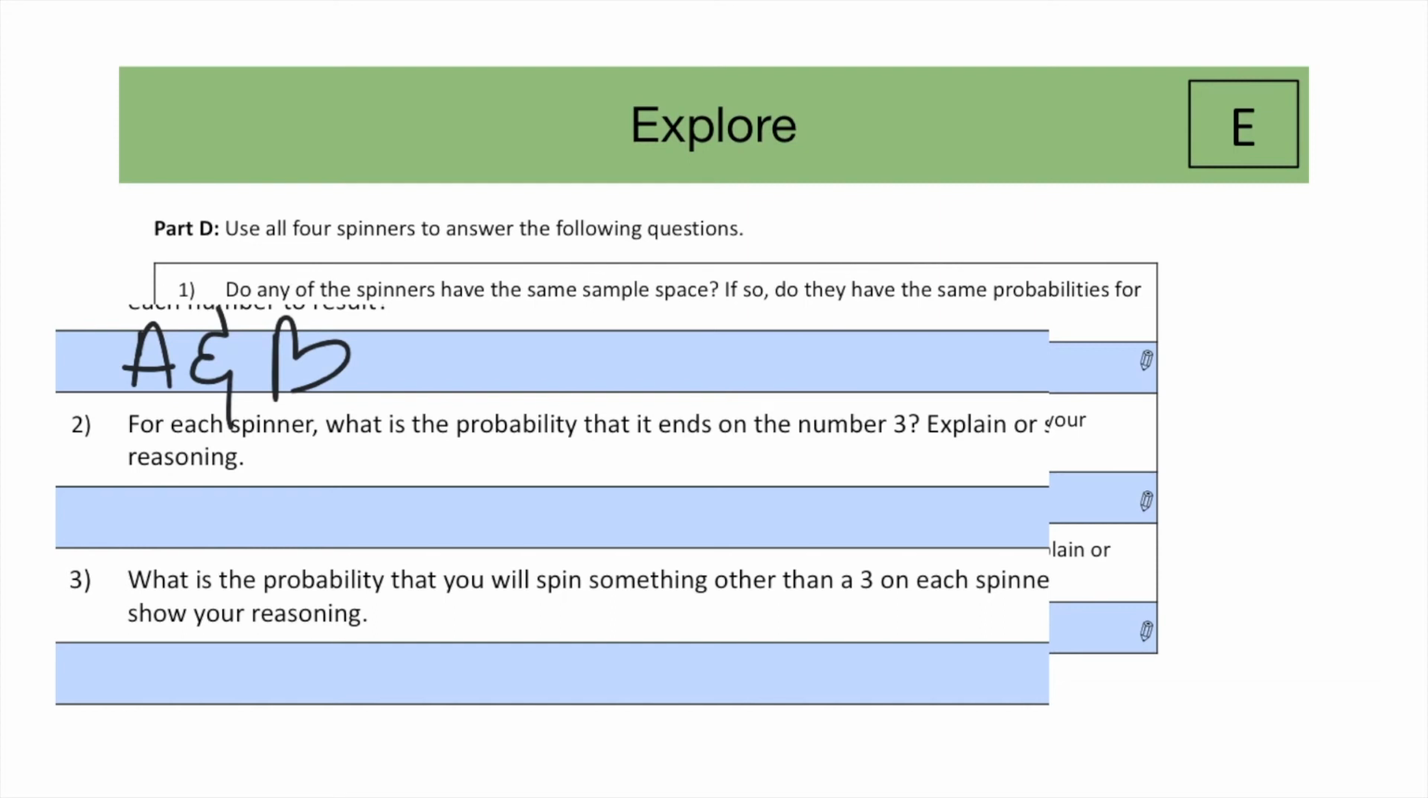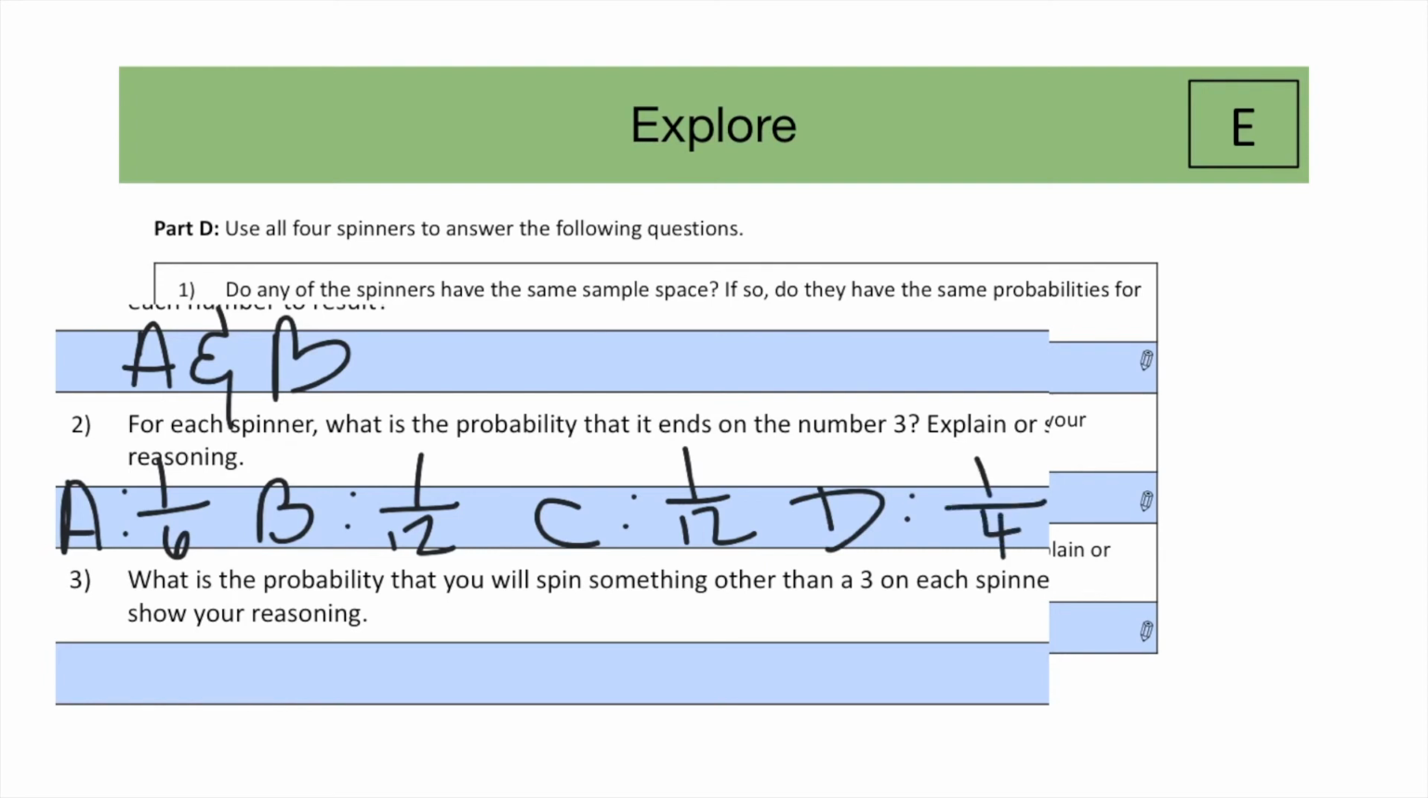For each spinner, what is the probability that it ends on the number 3? Explain or show your reasoning. So spinner A has a 1/6 chance, spinner B has a 1/12 chance, spinner C has a 1/12 chance, and spinner D has a 1/4 chance. The values for spinners A, B, and C are computed by counting the number of 3s on the spinner and dividing by the number of equal sections on the spinner. For spinner D, the section for 3 is 1/4 of the circle.